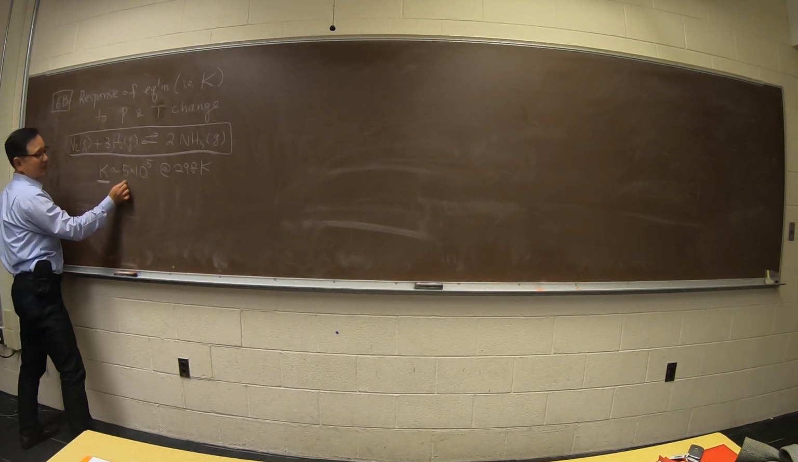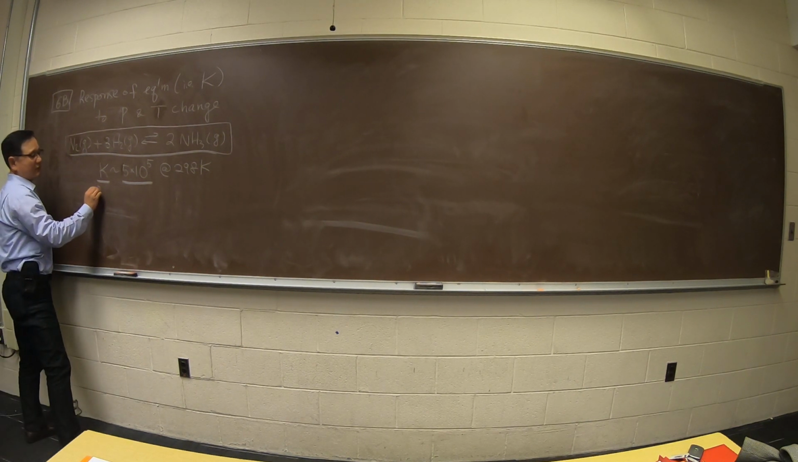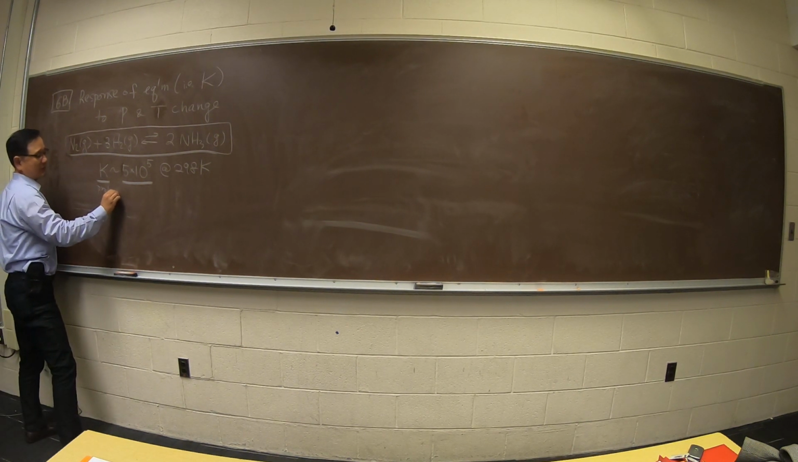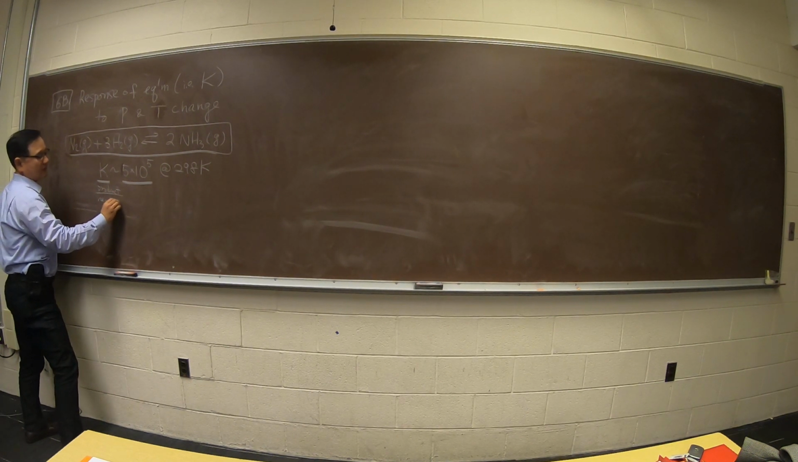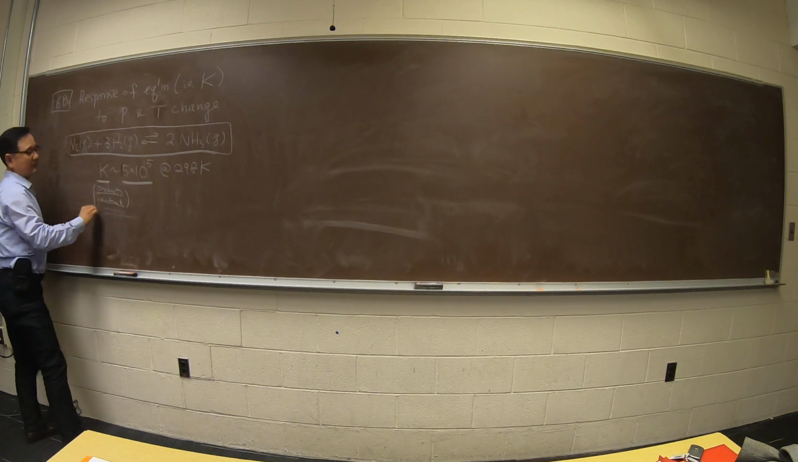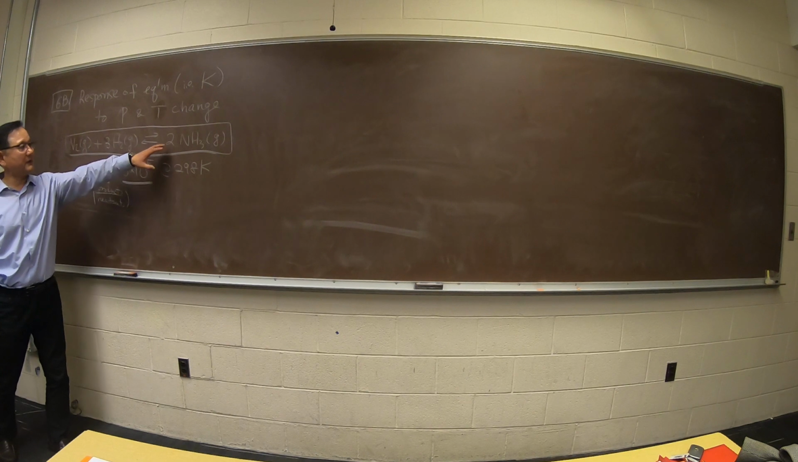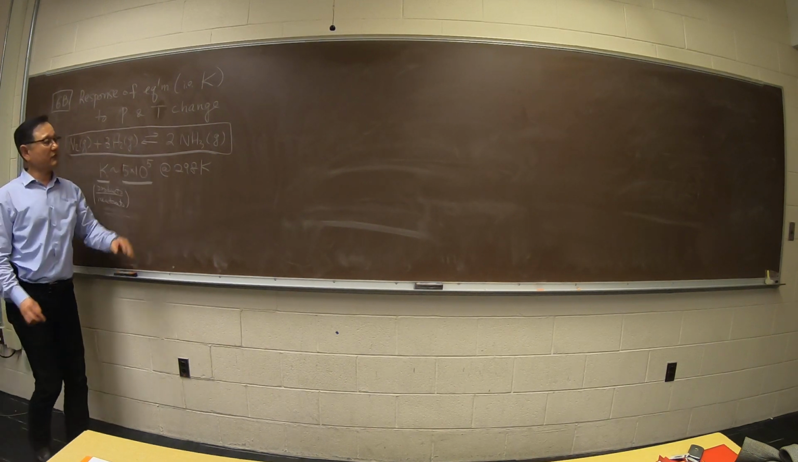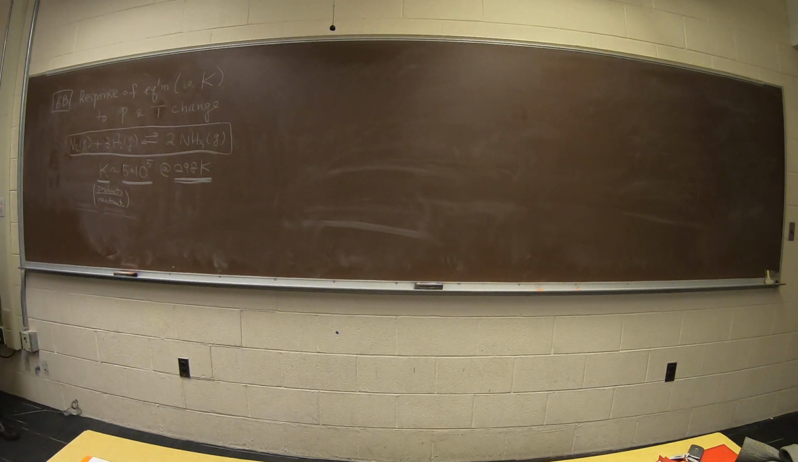The K value is pretty big. And the K is essentially the product, which is the ammonia concentration, divided by the reactants. The details of the equations have been discussed, but the idea is you have a lot more product favored at 298. But there is a problem.